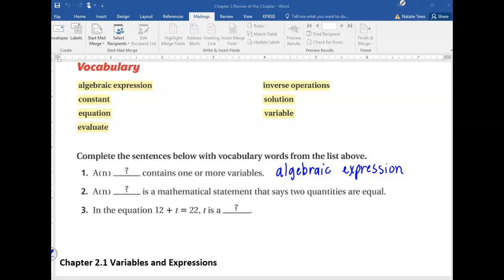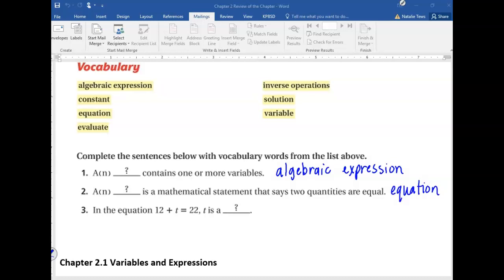Number 2, a blank is a mathematical statement that says two quantities are equal. Which one shows that the two quantities are equal? I believe it was on the same note page as this one. Equation. So let's write down equation.